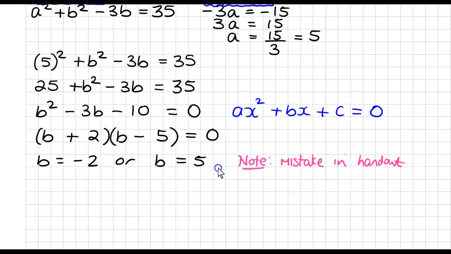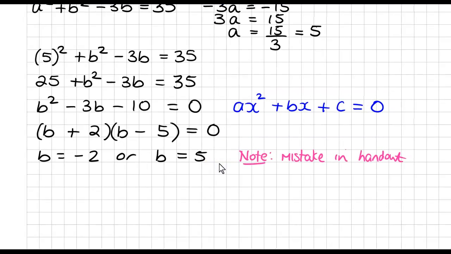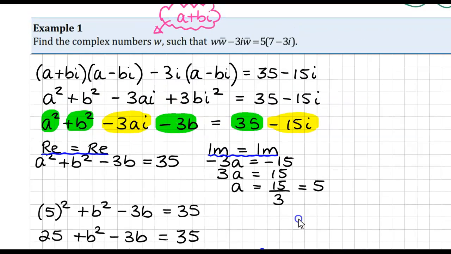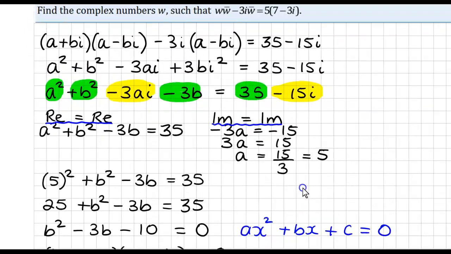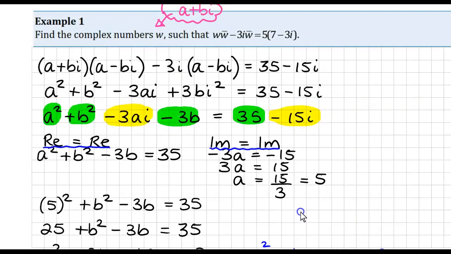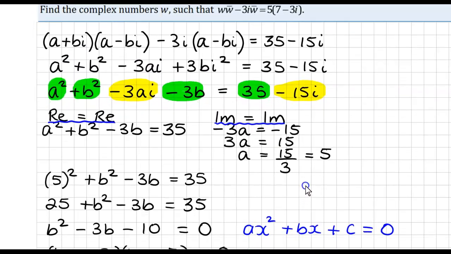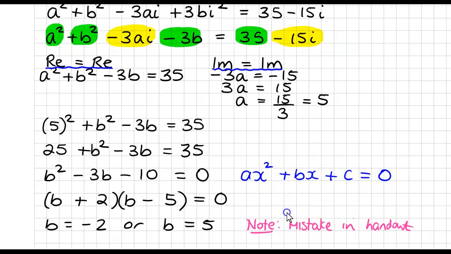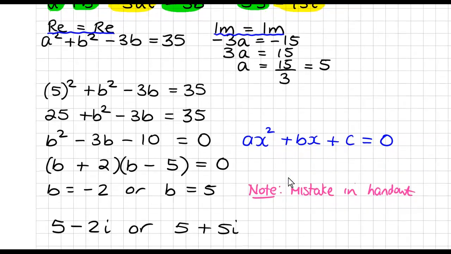Okay, so my numbers are in the form a plus bi. So that means it's 5 minus 2i or 5 plus 5i for my two complex numbers. And it did say in the question to find the complex numbers, so there was going to be two of them. So even when you see that at the start, it's important to realize I must be going to solve a quadratic equation somewhere, because quadratic equations lead to two answers.